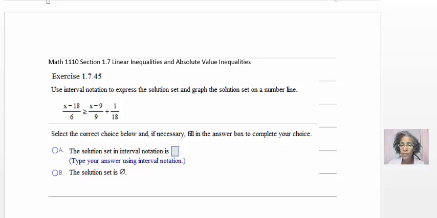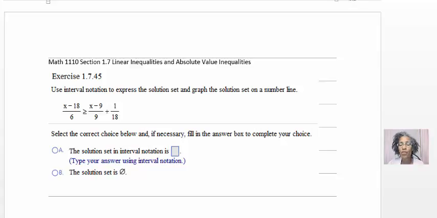All right, let's take a look at a few problems in section 1.7. We're going to start with number 45. And we want to use interval notation to express this solution set and graph the solution set on a number line. So in this particular problem, we've got an inequality that involves fractions.